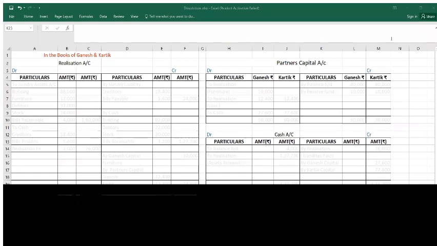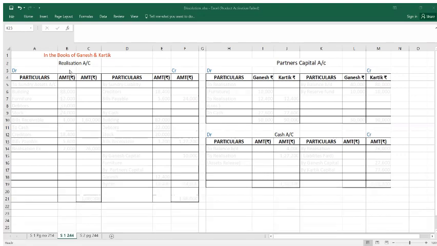So they ask us to prepare realization account, partners capital account, and cash account. Here the cash balance is given to you. So we're going to prepare the cash account. Now we're going to transfer each and every element from the asset. So first we're going to transfer all the assets. So the journal entry will be: realization account debited to sundry assets.